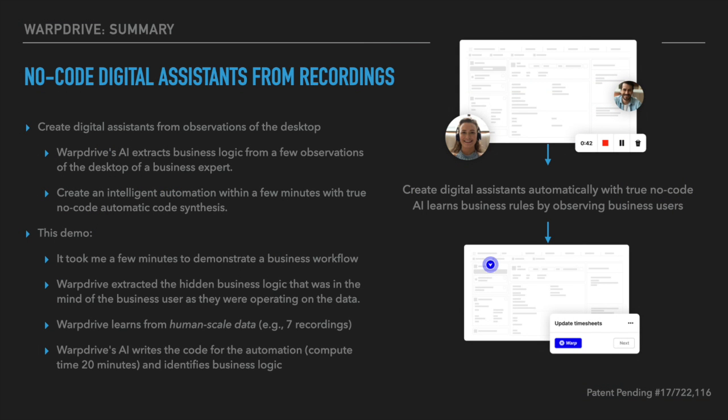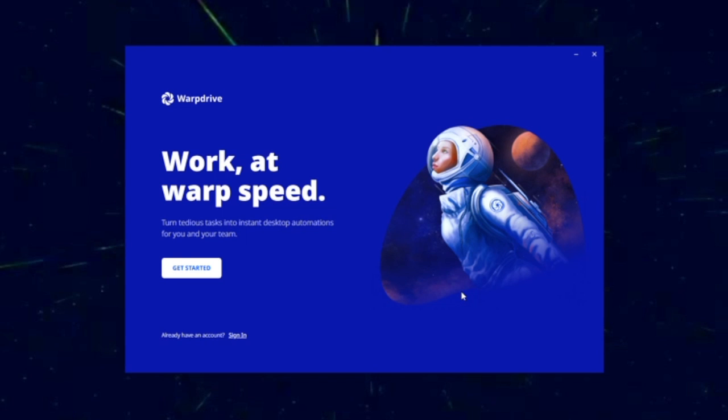Let's recap. It took me a few minutes to demonstrate a business workflow with multiple different scenarios being handled. There was some hidden logic in the mind of the business user as they were processing the data. We took this human-scale data, just 7 recordings in this case, and let Warpdrive's AI not only write code for a bot, but also determine the logic that was being used. Warpdrive's AI is patent pending and one of a kind. We look forward to telling you more.